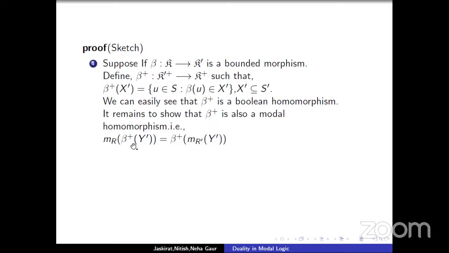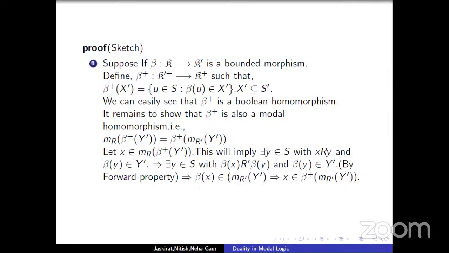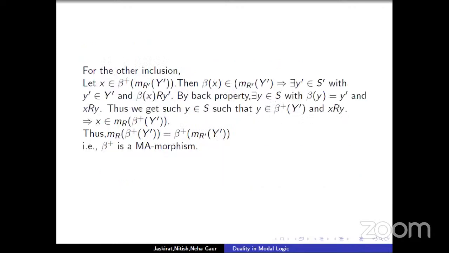So for the left to right inclusion, we will use the forward condition, and by that we can show that left is included in right, and by using the back property we can show that right is included in left. So that's why this equation will hold. That's how we can show that beta subscript plus is a modal algebra homomorphism.